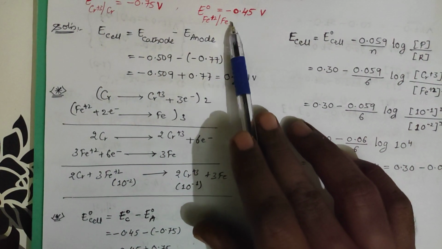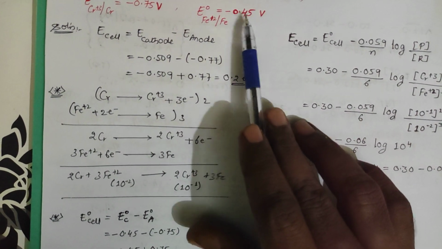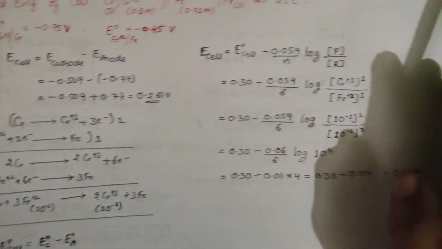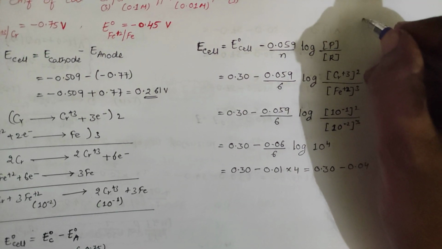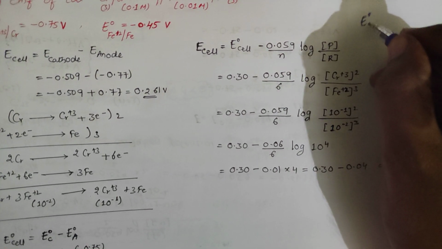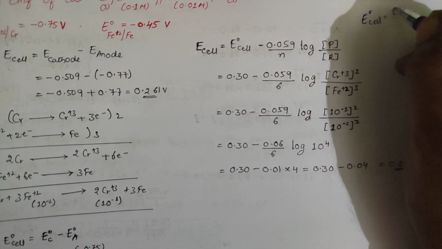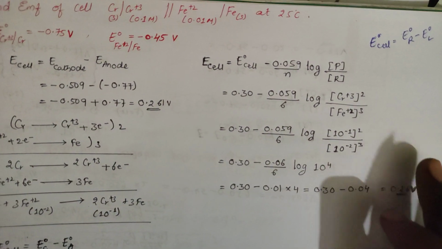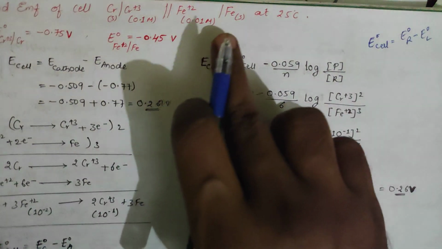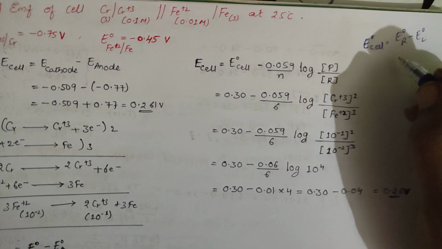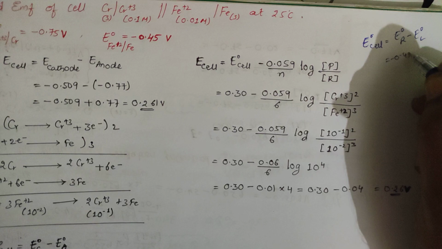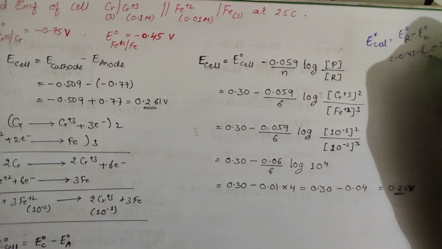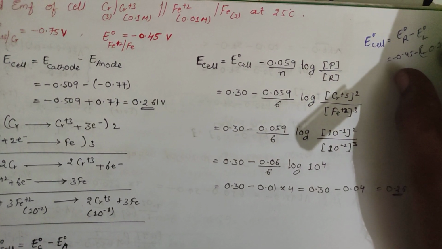If you take RHS, minus 0.45 minus of minus 0.75, you will be getting E naught of the cell. E naught of cell will be equal to E naught RHS minus E naught LHS. What is E naught RHS? RHS is iron, right? Minus 0.45 minus LHS minus 0.75. So what will you be getting? You will be getting one value, right? This is the E naught of the cell.